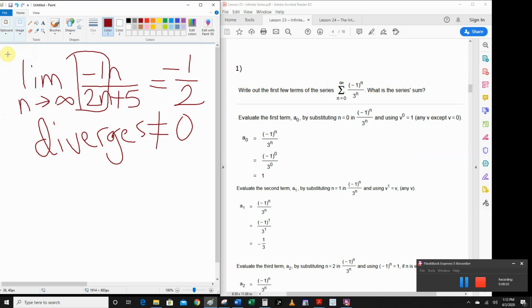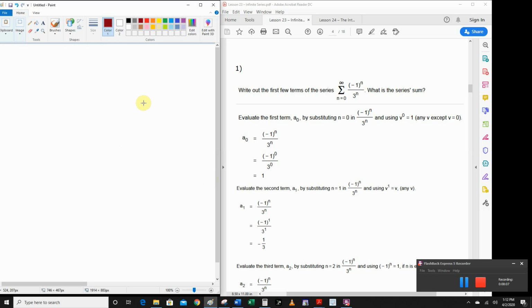For the next example, or next few examples, we have to write out some of the first few terms of our given series and then determine if it's convergent or divergent. As you see here, to find the first term, you plug in 0, and that gives us 1 for the first term, or A. To find the second term, you plug in 1 for each n, and that gives you -1/3.